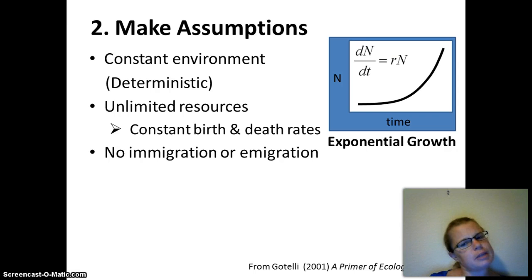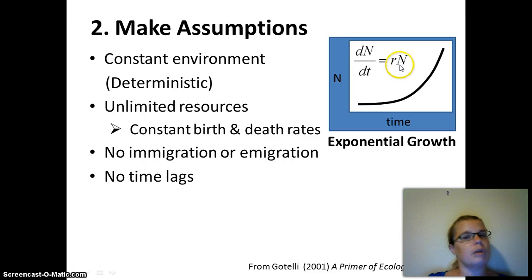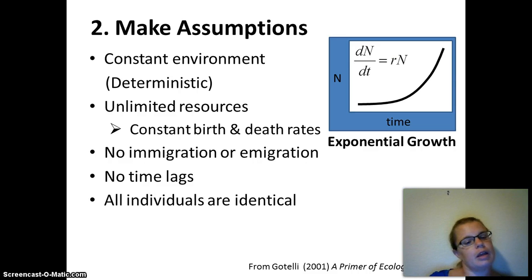For both exponential and logistic growth, we generally assume that there's no immigration or emigration, no individuals moving in or out of the population. We assume that there's no time lag, so the population growth rate reacts immediately to how many individuals there are in the population, or at most in the last time step, not multiple time steps ago, which would be a time lag. And we assume that all individuals are identical.